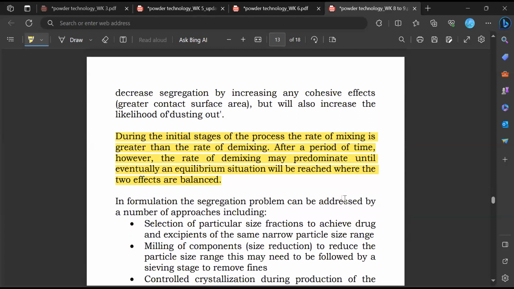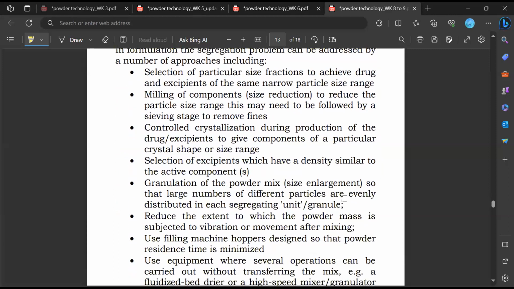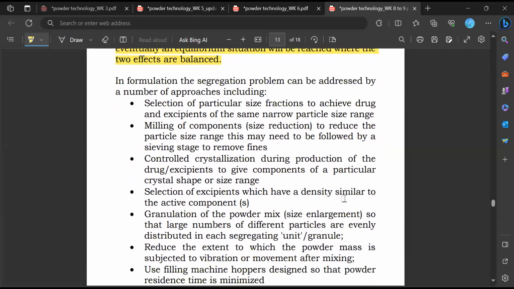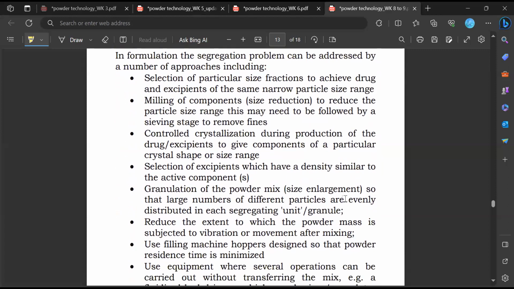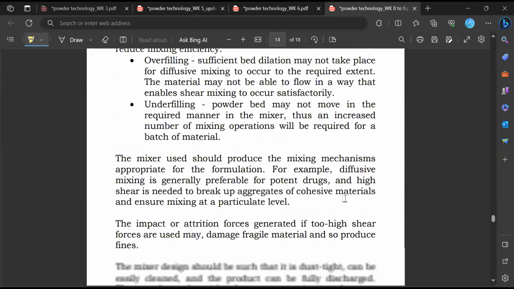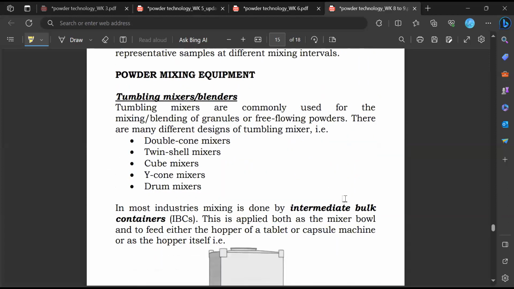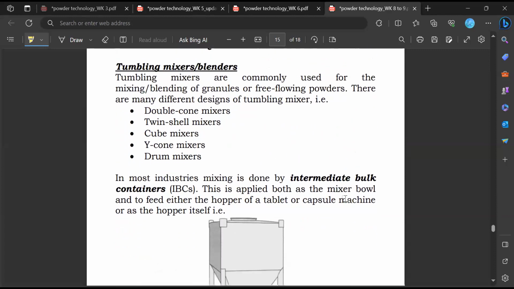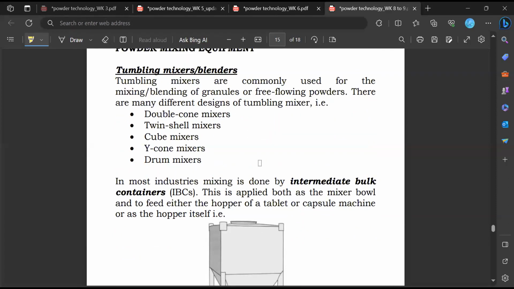Then at the start of the mixing process, the rate of mixing is more compared to demixing. Over time, demixing will occur until an equilibrium is reached between demixing and mixing. There are various things that you need to look for when looking at segregation: the size of the particle, as we've discussed above. Then the different types of equipment used for mixing. Usually these are tumbling mixers or blenders, and there are different types: the double cone, twin shell, cube, Y-cone, or drum.